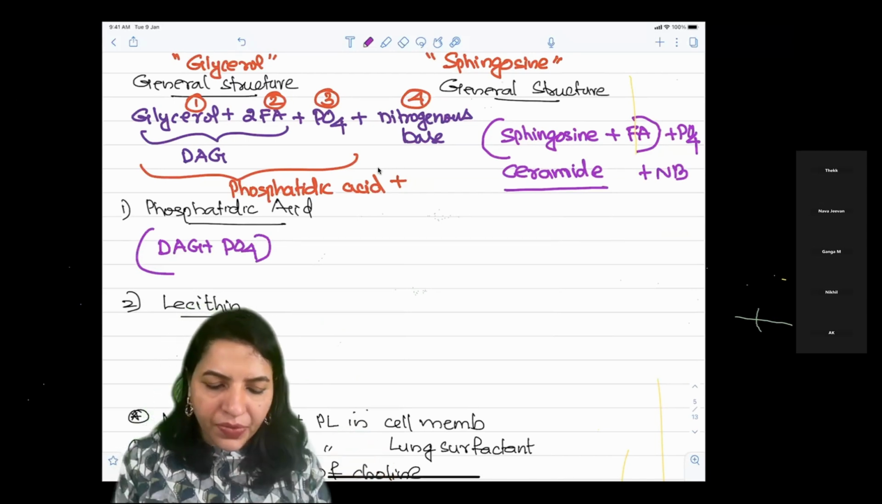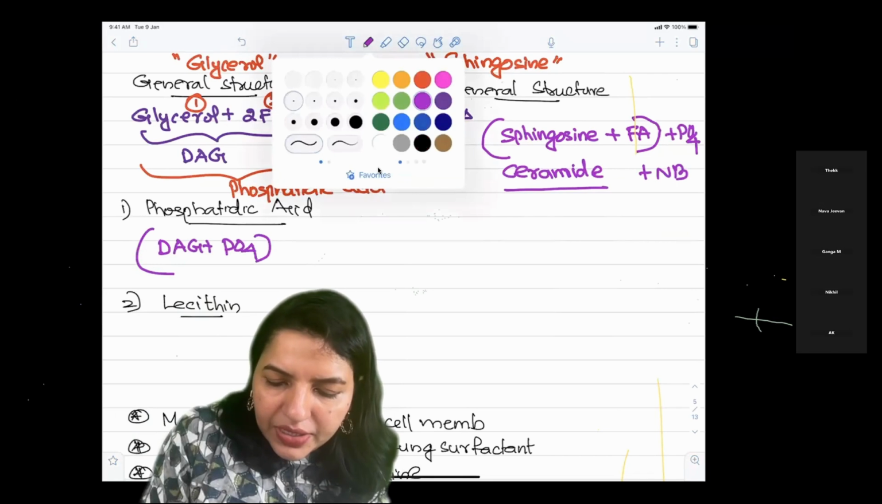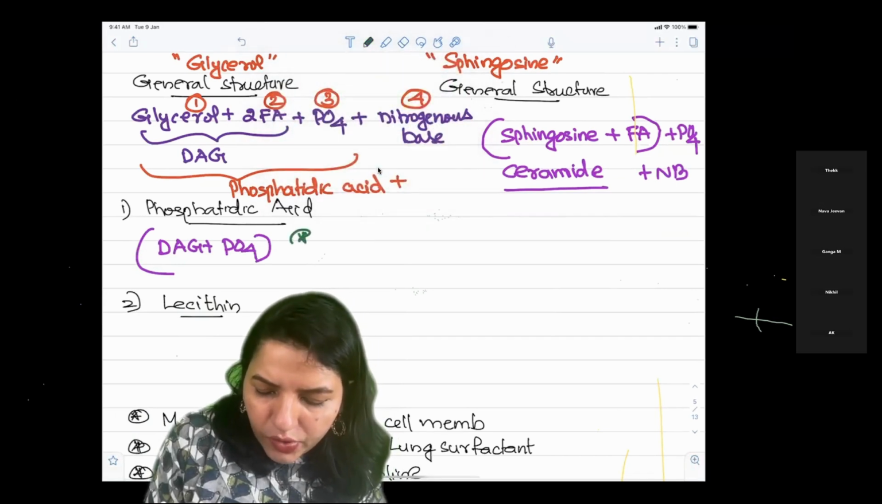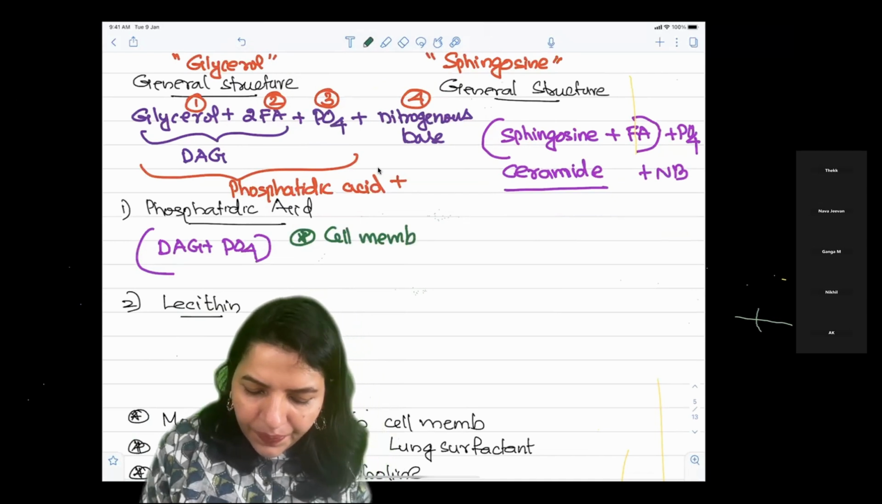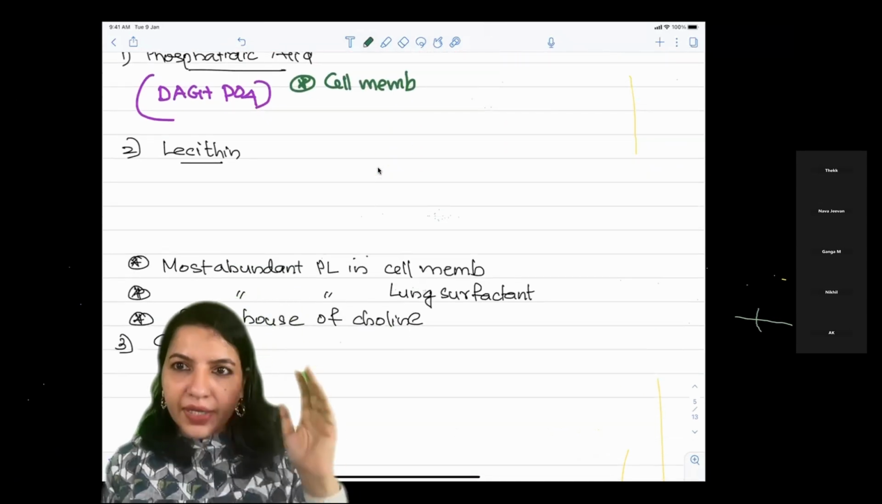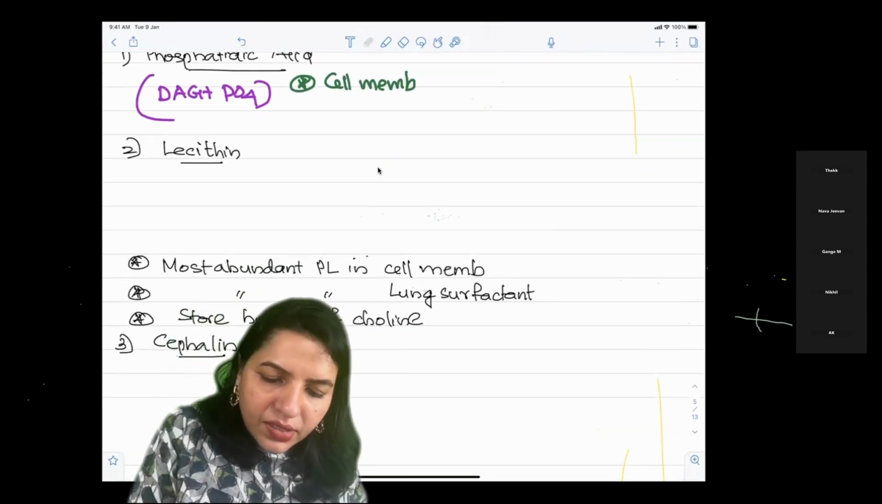Very simple. Where is it present? This is usually present in the cell membrane. Most of the phospholipids are present in the cell membrane. Then lecithin.